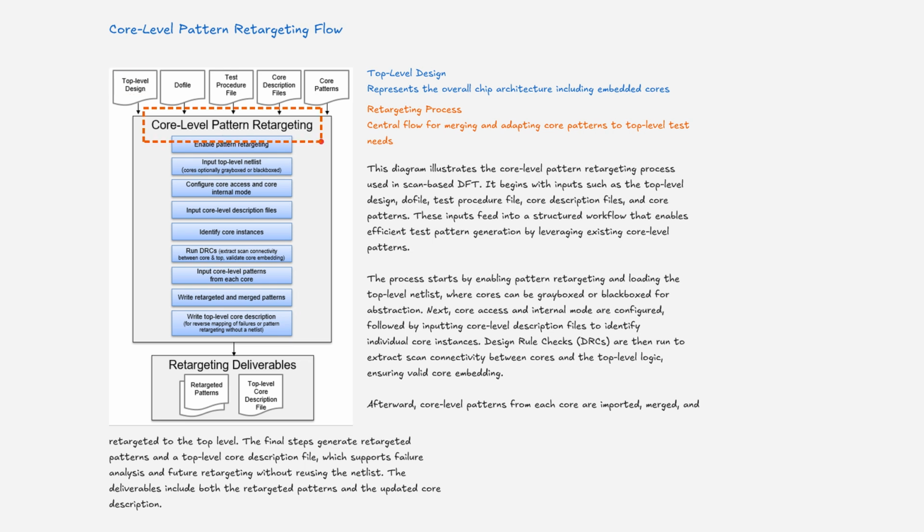The process starts by enabling pattern retargeting and loading the top-level netlist, where cores can be gray-boxed or black-boxed for abstraction. Next, core access and internal mode are configured, followed by inputting core-level description files to identify individual core instances. Design rule checks, DRCs, are then run to extract scan connectivity between cores and the top-level logic, ensuring valid core embedding. Afterward, core-level patterns from each core are imported, merged, and retargeted to the top level.